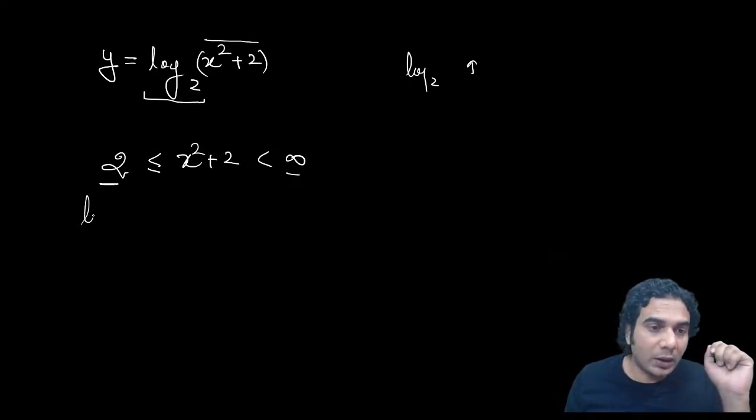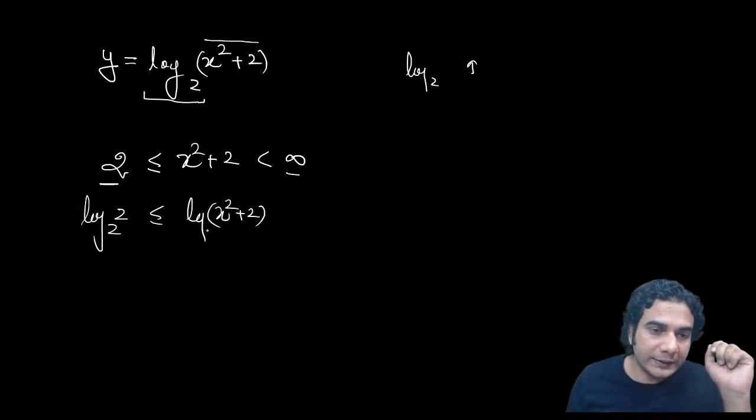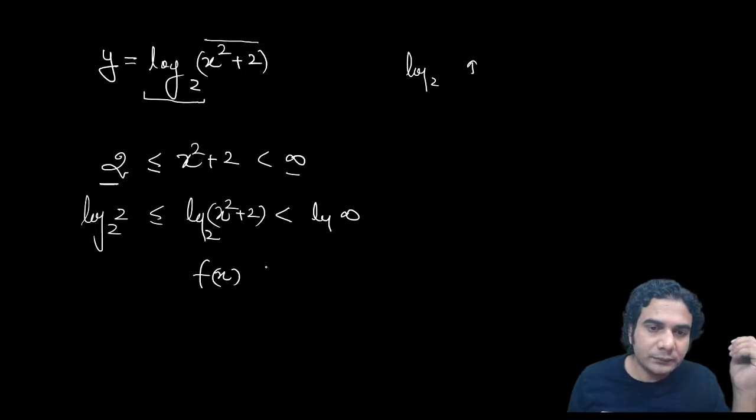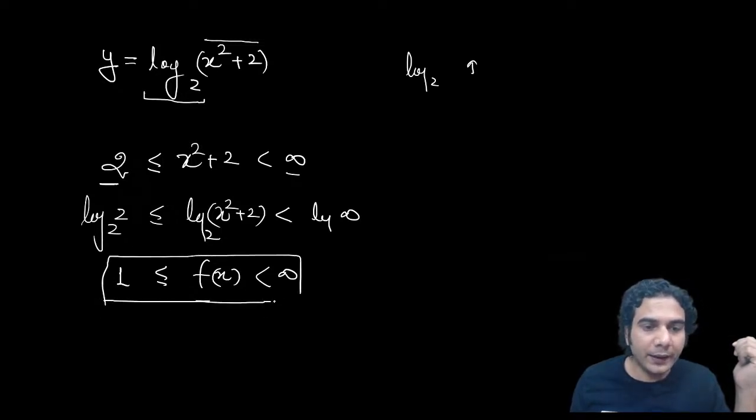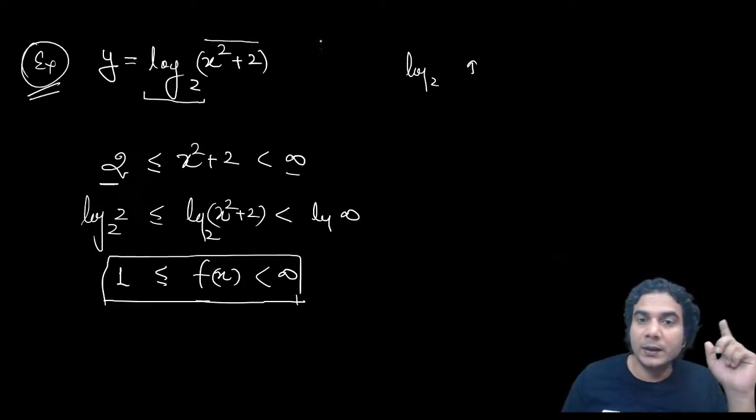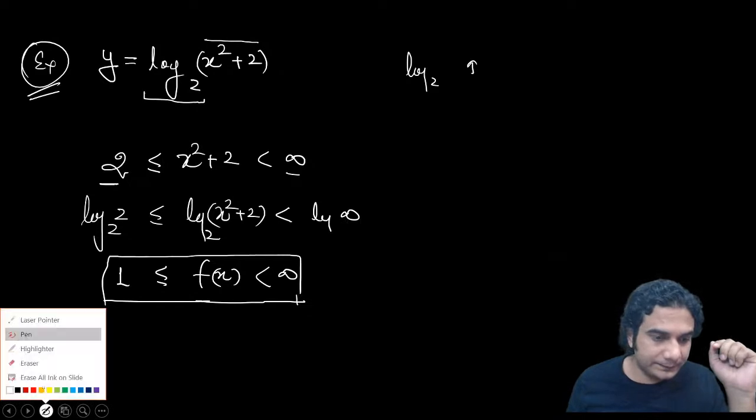So while putting the log, you can put log of 2 base 2, that is log of x square plus 2 base 2 easily, and that is log of infinity. And we have got the answer. So this is your f of x, log of infinity is infinity, and log 2 base 2 is 1. So the range of f of x is nothing but 1 to infinity. I hope you have got it. No problem.